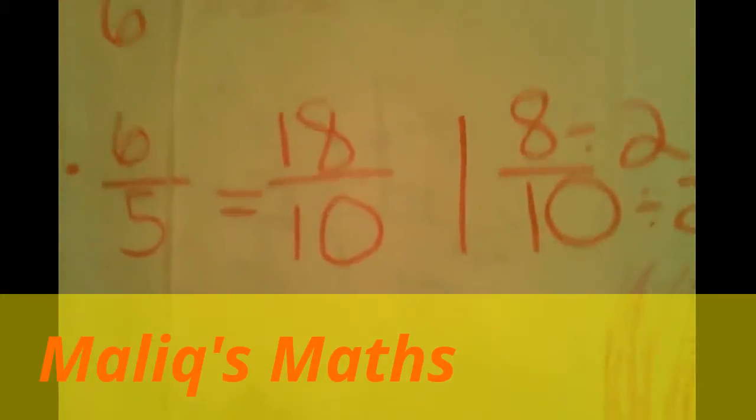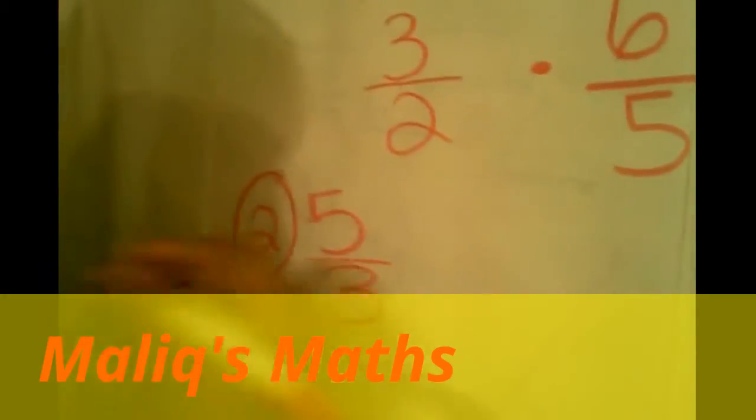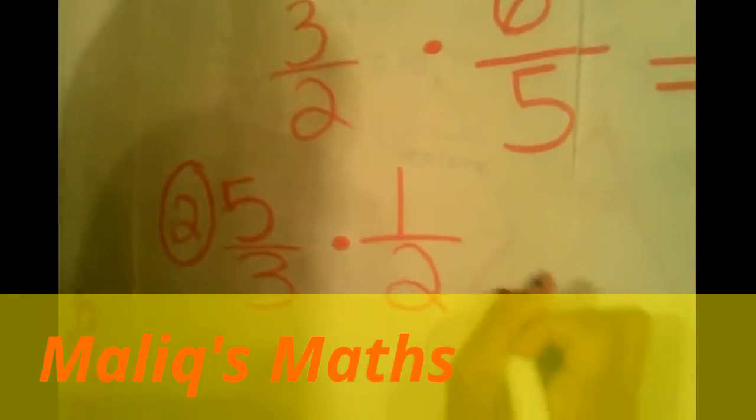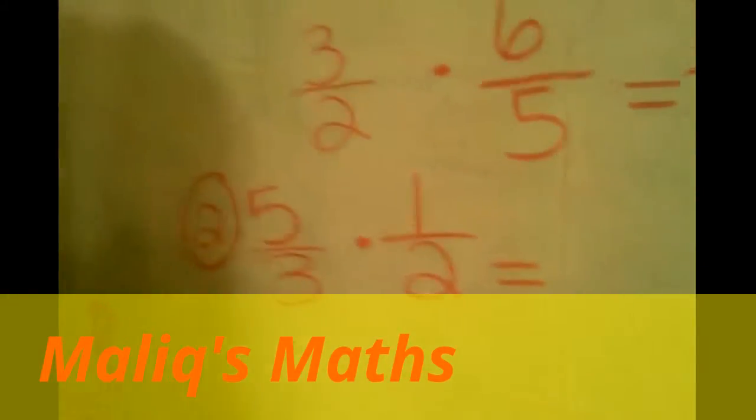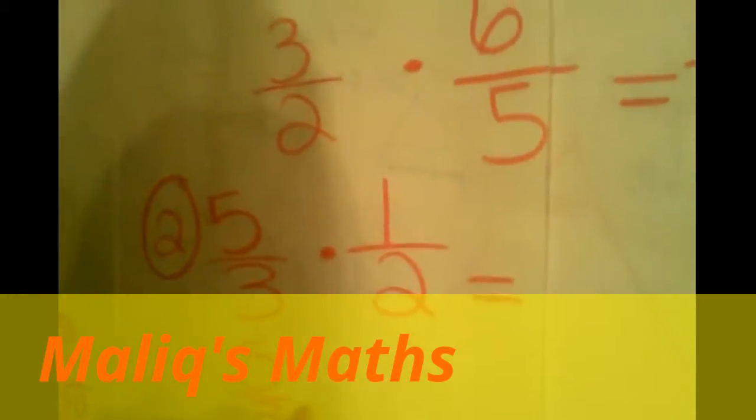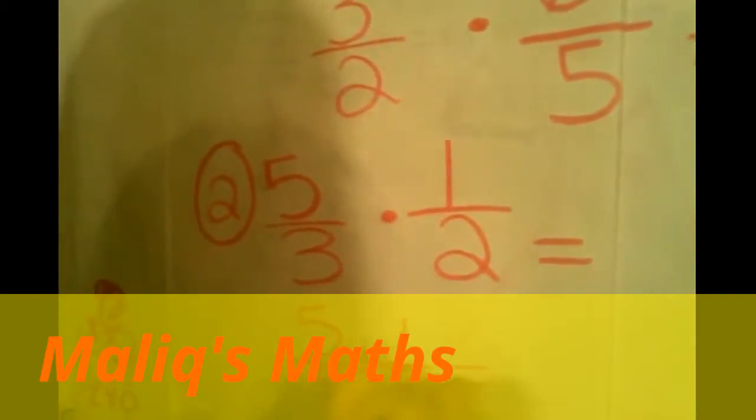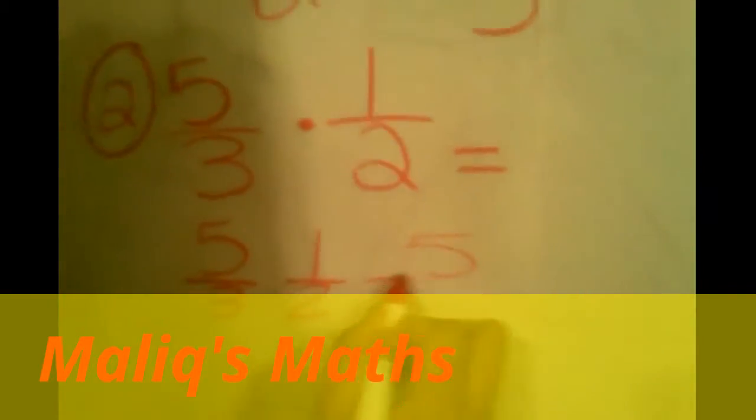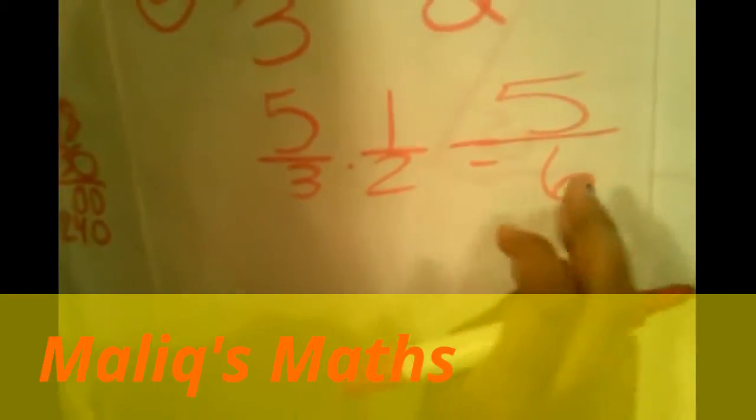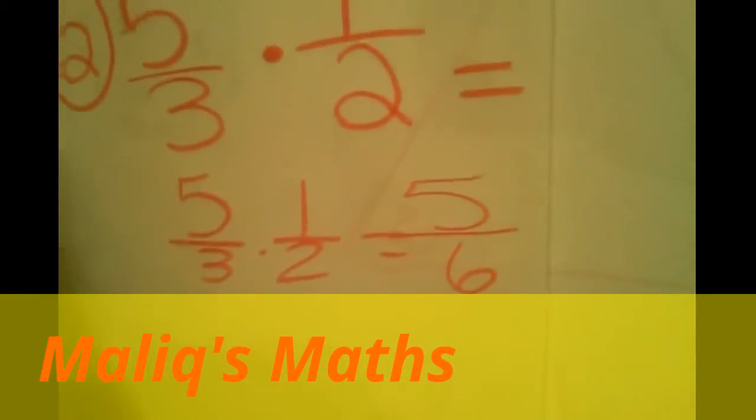Then you can do 5/3 times 1/2. So with that, you just rewrite the problem. And 5 times 1 equals 5. Then 3 times 2 equals 6, and that's 5/6. And you can't reduce that anymore. Right.